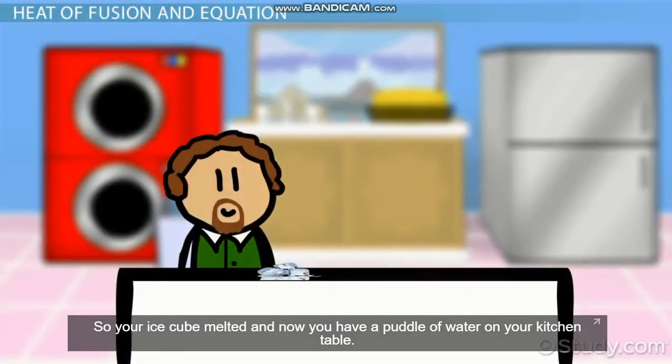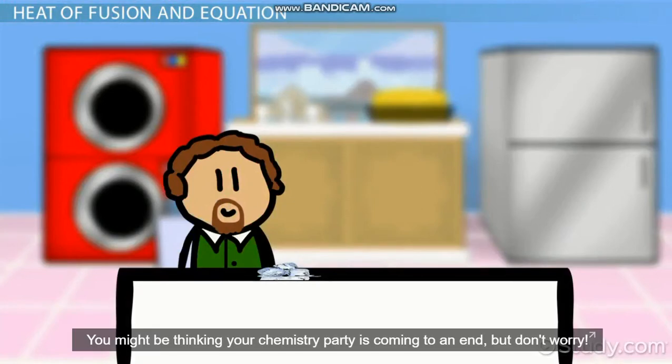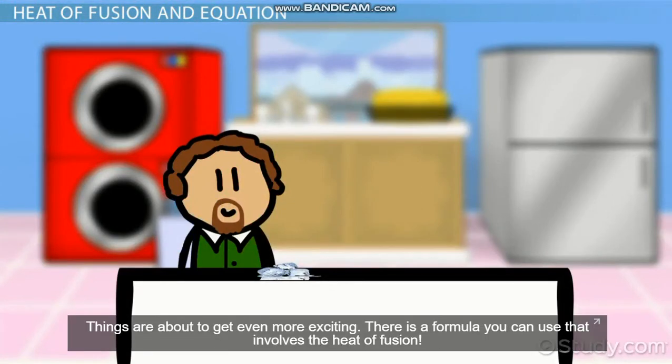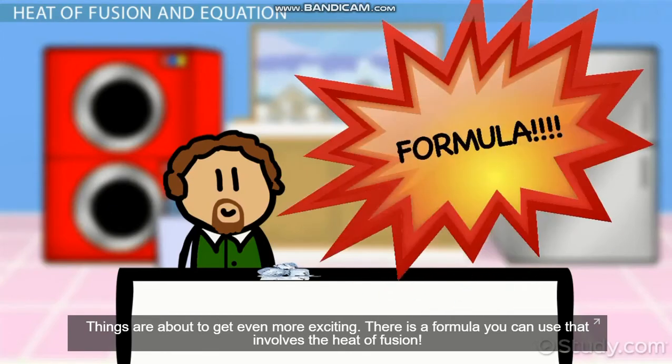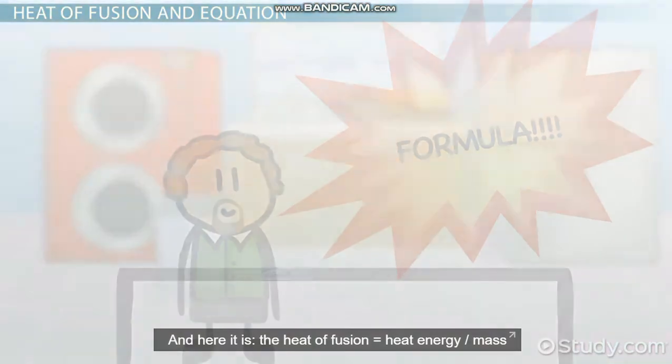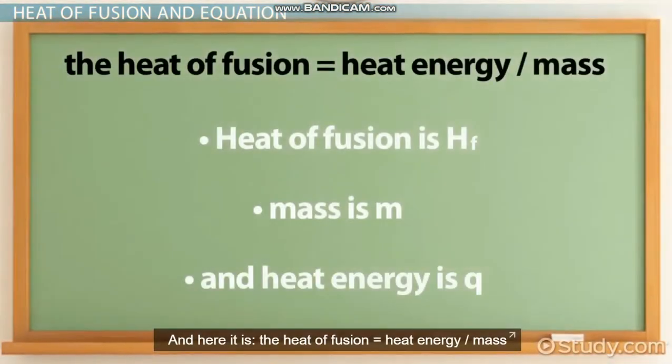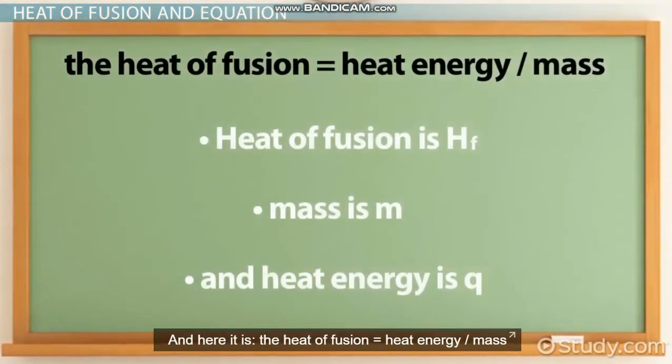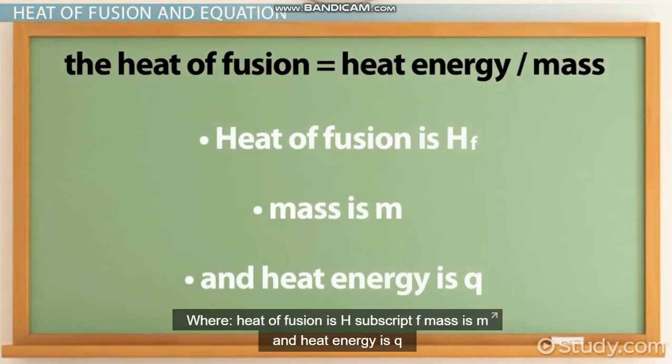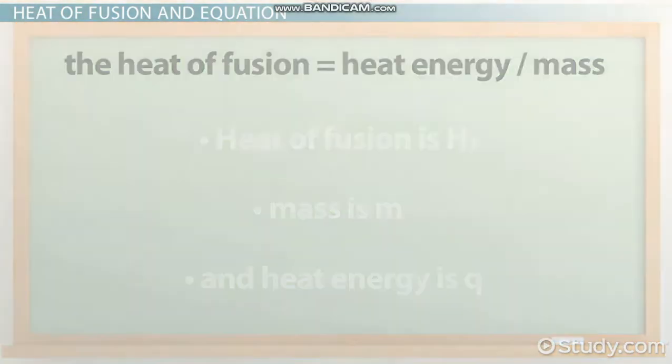So your ice cube melted, and now you have a puddle of water on your kitchen table. You might be thinking your chemistry party is coming to an end, but don't worry. Things are about to get even more exciting. There's a formula you can use that involves the heat of fusion, and here it is. The heat of fusion equals heat energy divided by mass, where the heat of fusion is H subscript F, mass is M, and heat energy is Q.